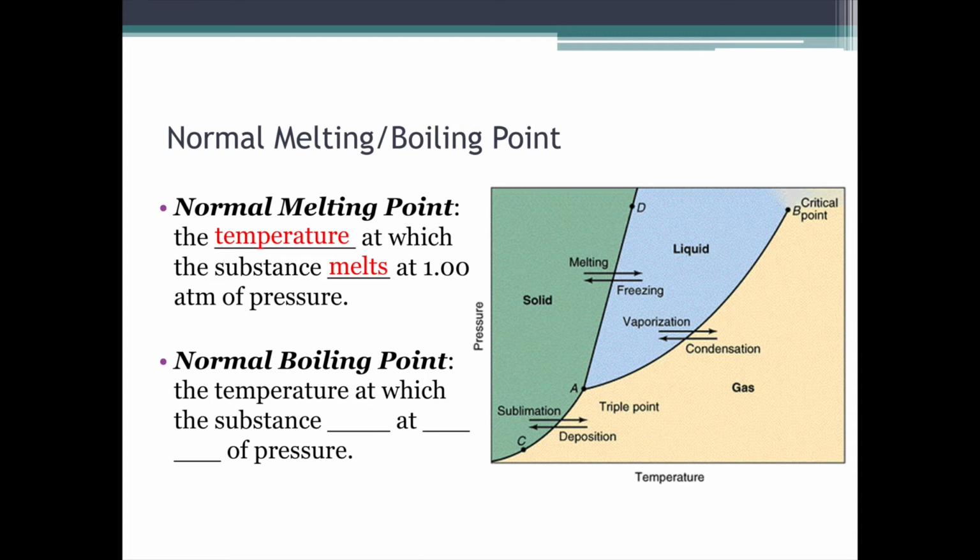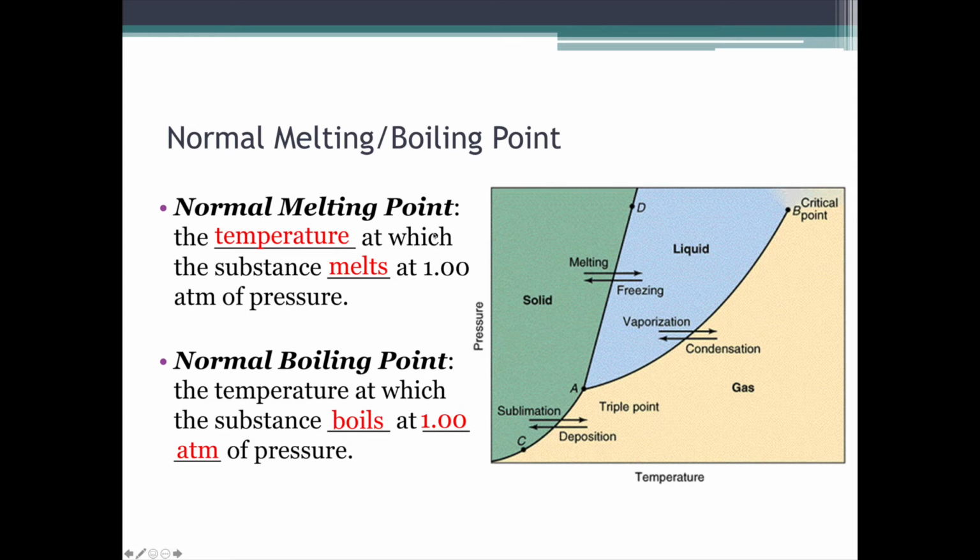Same thing with normal boiling point. It's the temperature at which a substance boils at 1 atmosphere of pressure. It specifies that we're at standard pressure. Now, we've talked about before how at different altitudes where there's different atmospheric pressure, you have different temperatures of boiling. So this is a way of standardizing. When I say normal melting point, I mean the temperature at 1 atmosphere.